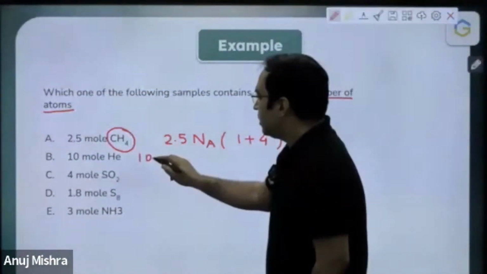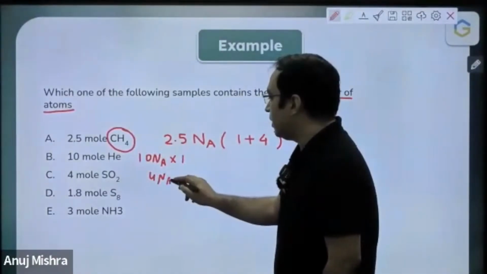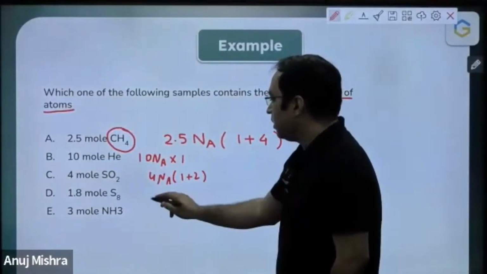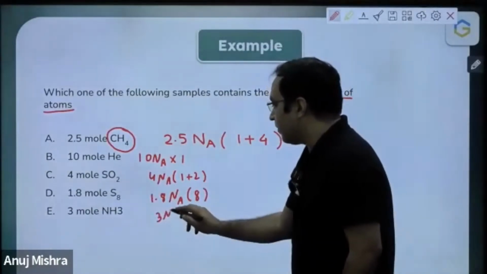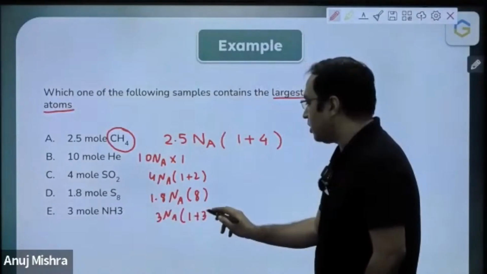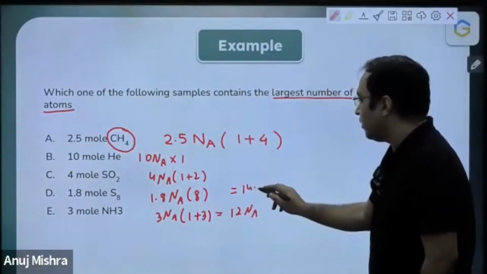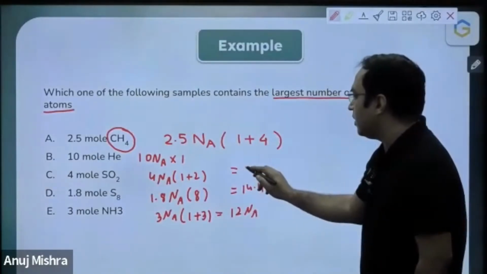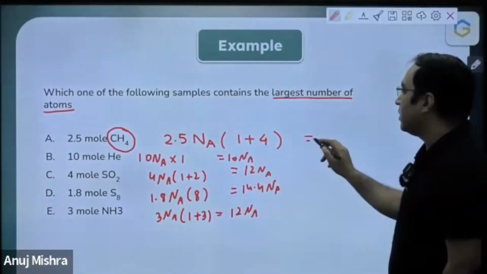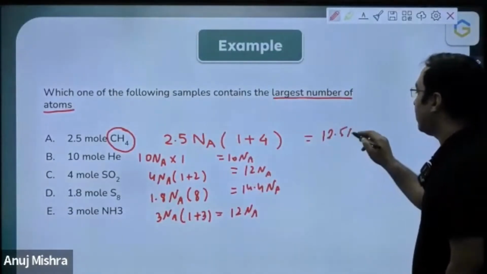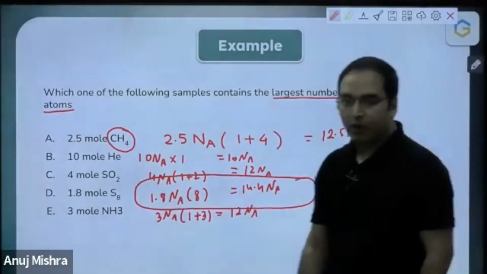Good. Answer is D. Correct answer. Second question. 10 Na. He just 1 unit है तो 1 लिख देता हूँ. 4 Na. Sulfur 1, oxygen 2. 1.8 Na, sulfur 8, 3 Na, नाइट्रोजन 1, हाइड्रोजन 3. सॉल्व कर लीजिए प्लीज. ये आएगा 12 Na, ये आएगा 14.4 Na, ये आएगा 12 Na, ये आपका ऑलरेडी 10 Na, and this is 2.5 and this is 12.5 Na. कर लोगे? So which is the maximum number? Doable question.